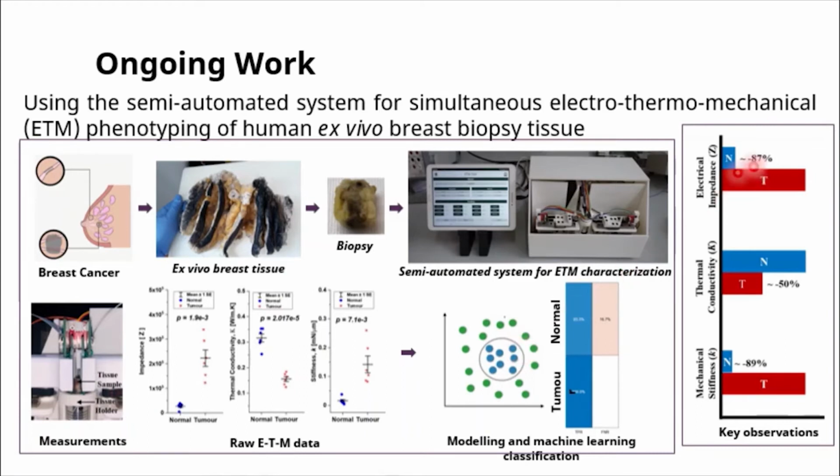To summarize, we have measured electrical impedance, thermal conductivity, and mechanical stiffness of breast biopsy samples, and this work is ongoing. So far, what we have observed is that the tumor tissues, which are ex vivo formalin fixed tissues, are observed to have a higher electrical impedance as compared to normal and also higher mechanical stiffness as compared to normal. Whereas the thermal conductivity for the tumor tissues is found to be almost half as compared to normal tissues. We are still in the process of acquiring more data, improving the classification algorithm, and getting more raw data as a part of the study.